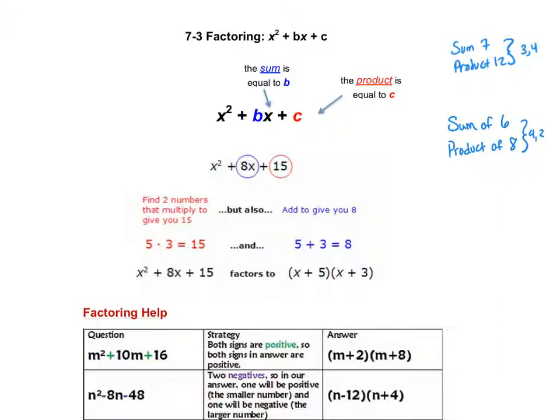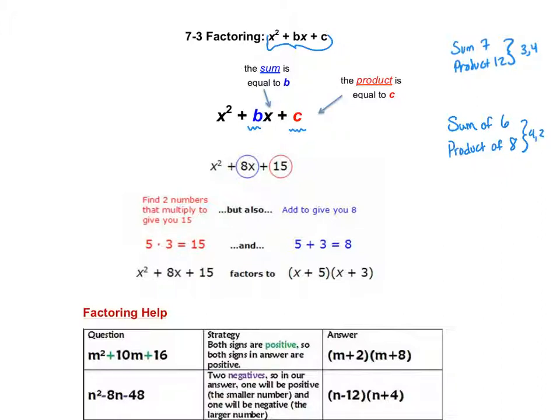So basically, you're going to be given a trinomial with only a 1 in front, 1x squared plus, say, 2x plus 3 or something like that. And you want two things that multiply to the c term and add to the b term.